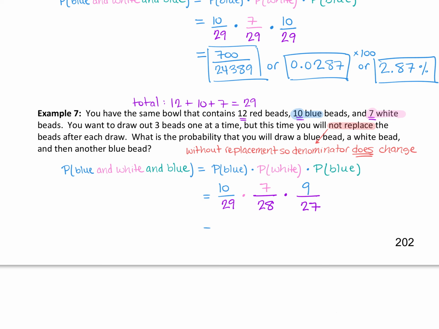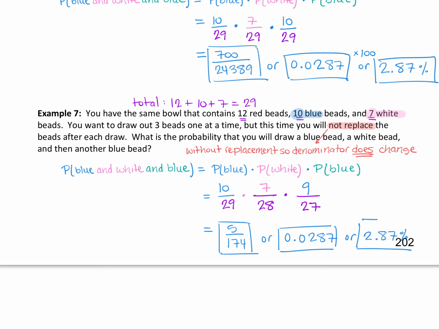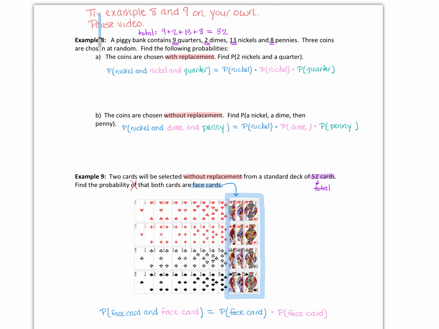And after multiplying that in our calculator, we get 5 out of 174, or as a decimal, 0.0287, or 2.87%. All right, I want you to try example 8 and 9 on your own. Go ahead and pause the video now.